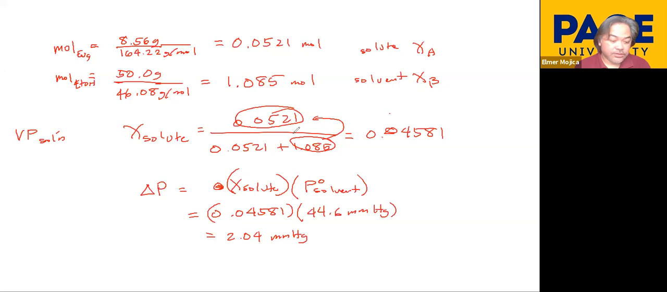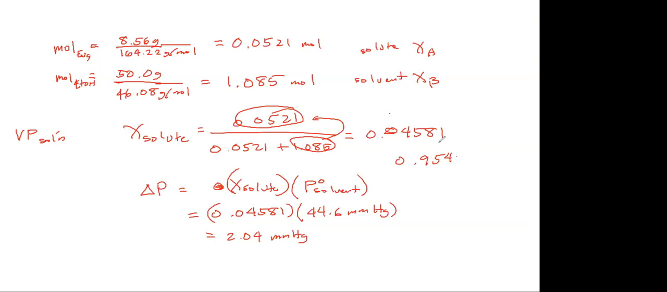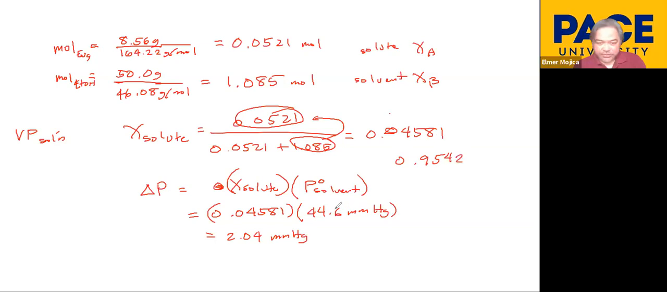I always get an error. Why? Is this what you get? 0.9542? Yes. And then you're going to multiply that with 44.6. So you will get around 42.56.